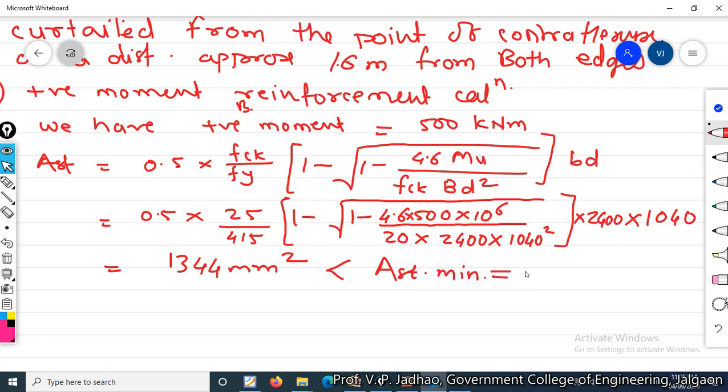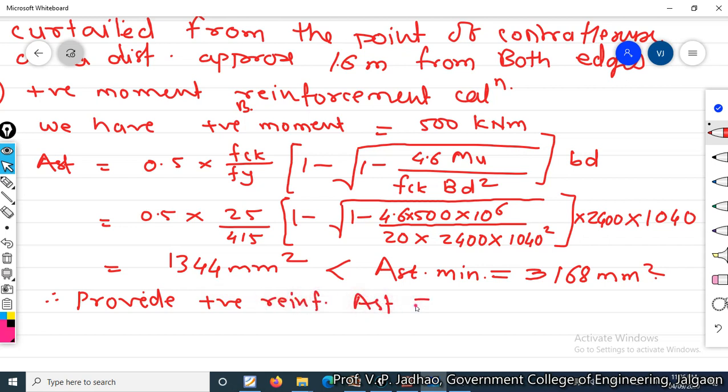This AST minimum was 3168 mm square. Therefore, provide positive reinforcement. That is, AST is equal to positive reinforcement. AST is equal to 3168 mm square.